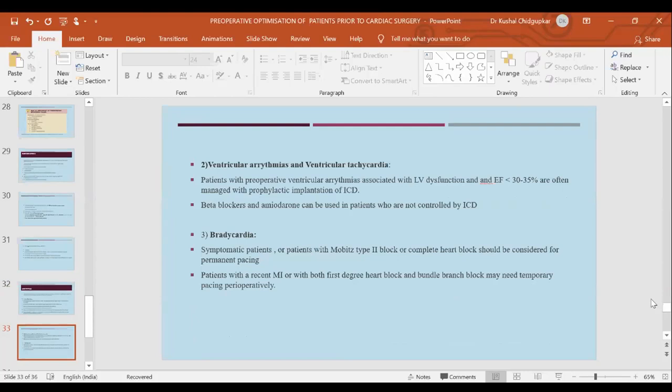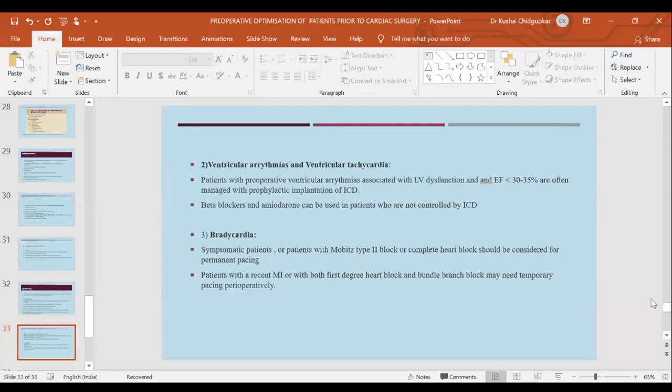Next is bradycardia, that means heart block. Symptomatic patients or patients with Mobitz type 2 block or complete heart block should be considered for permanent pacing, or patients with recent MI or both first degree heart block and bundle branch block may need temporary pacing. This is postoperative. But preoperatively, if you are dealing with any bradyarrhythmia, maybe even first degree or second degree heart block, then you should make all the efforts, because for the cardiologist, the indication for temporary pacing is only when he's symptomatic. Without that, with a type 1 block or Mobitz type 2 block, he is not going to insert the temporary pacemaker.